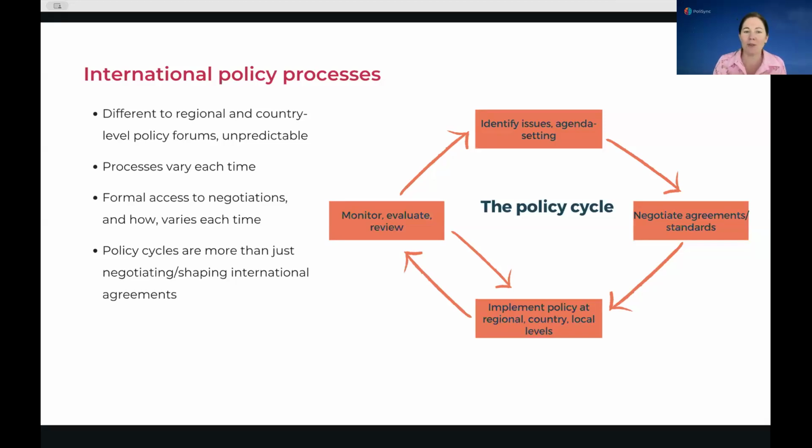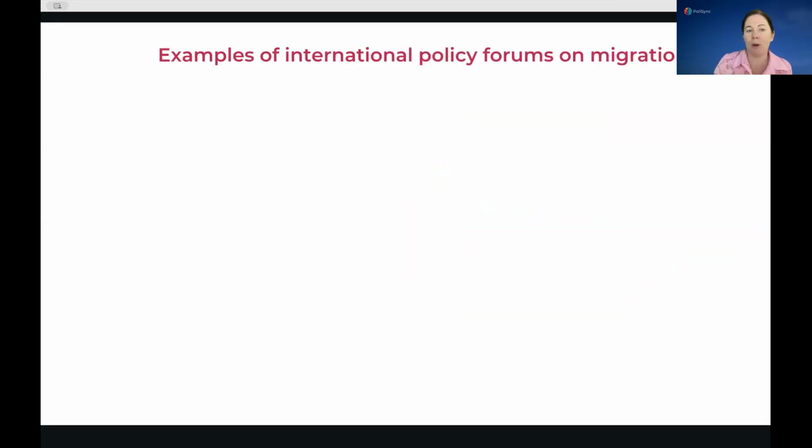Even before we come to negotiating on a policy issue, there's that agenda setting phase, identifying new issues to put on a policy agenda. Then we might move to negotiation and agreement of standards, etc. But the real change is going to happen in that implementation phase. There are many different ways that we can implement international agreements at country level, at local levels, etc., and a lot of opportunity for influencing and advocating for the different types of policies and programs about implementing international agreements. Then importantly, we have monitoring, evaluation and review processes, which should feed back into those implementation processes. So I want to encourage you during this discussion not just to focus on advocating to influence an international agreement, but also to think about that full policy cycle.